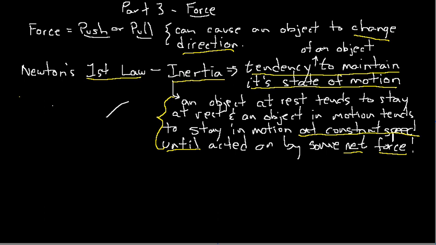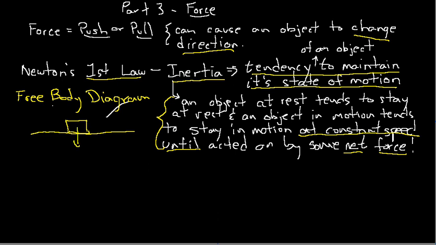So then we talked about something called the free body diagram. Free body diagrams. And what you do with a free body diagram is you draw your object and you draw all the forces that are working on the object or acting on the object. So here we have an object, and if we want to draw the free body diagram, we will show the weight. This is the force of gravity.